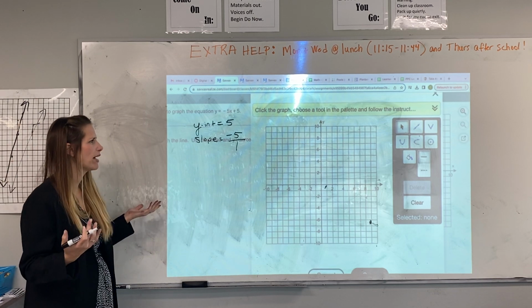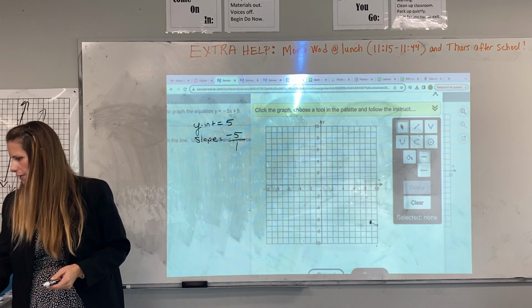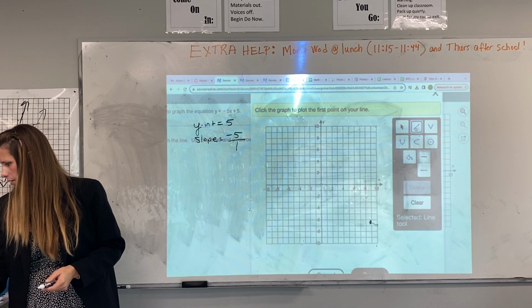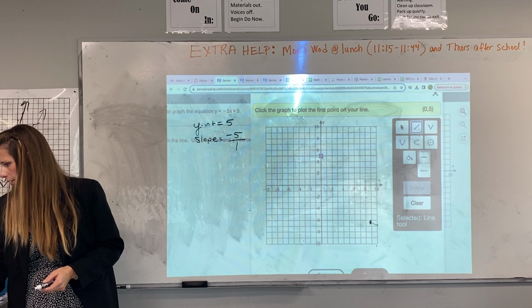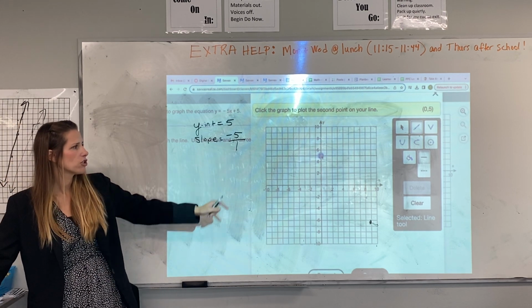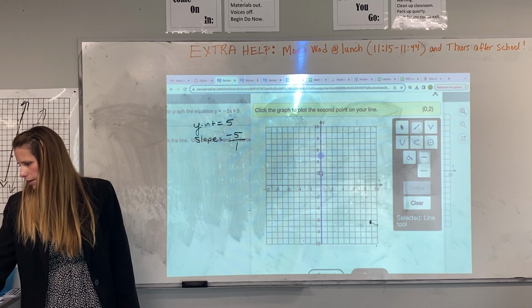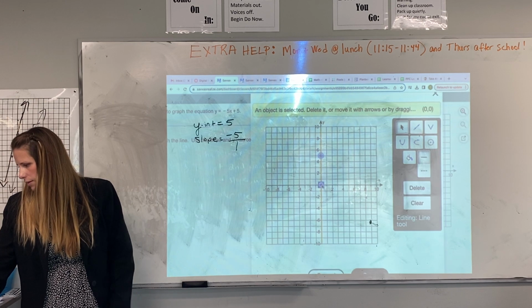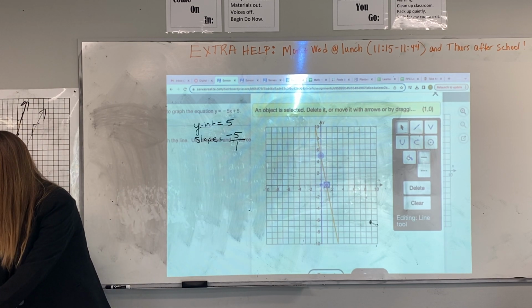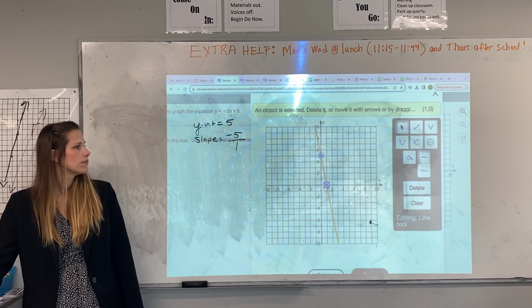Alright, so now we have our y-intercept. Let's graph. I've got positive 5 right there. And then I've got negative 5 over 1. So I'm going to go down 5: 1, 2, 3, 4, 5. And move it over 1. It says negative 5x.